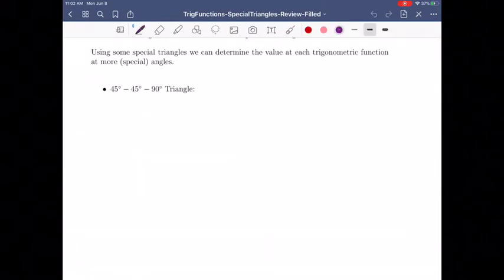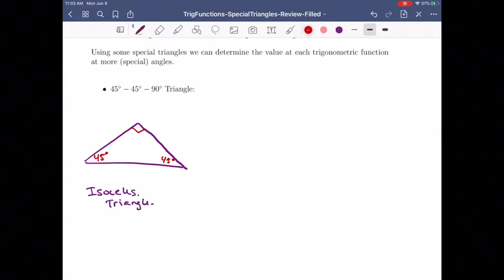So I'm going to draw a picture here. Hopefully that looks like a 90-degree angle. Okay, so we have a right triangle. I guess I could have drawn it a different way. But 90-degree angle where these two angles both are 45 degrees. Now when you have a triangle where these two angles are equal, we call it an isosceles triangle.